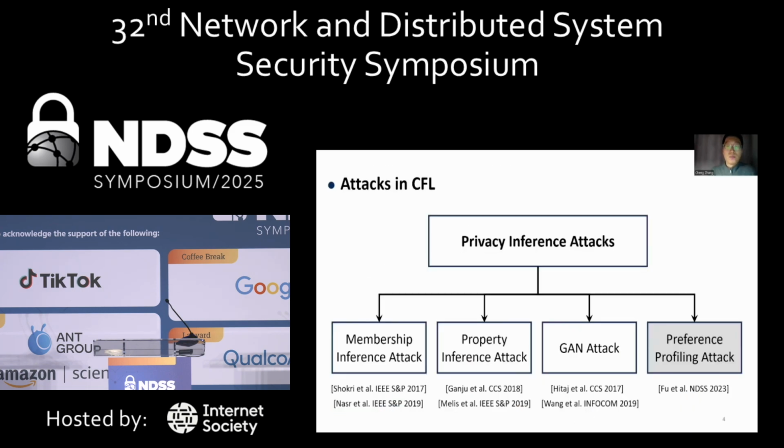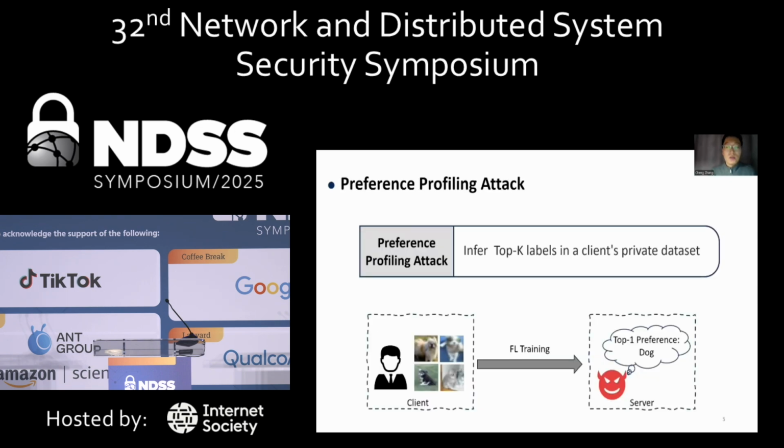However, there are also some privacy inference attacks in cluster federated learning, and in this work, we mainly focus on preference profiling attacks. Briefly, the preference profiling attack aims to infer the data distribution characteristics of the client. For example, if a client has a large number of dog images and a small number of cat images, an attacker could infer the client's preference is dog.